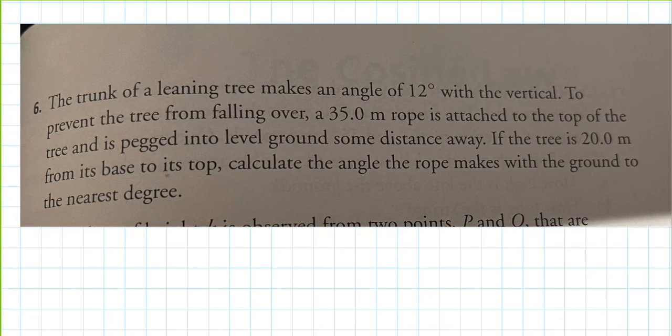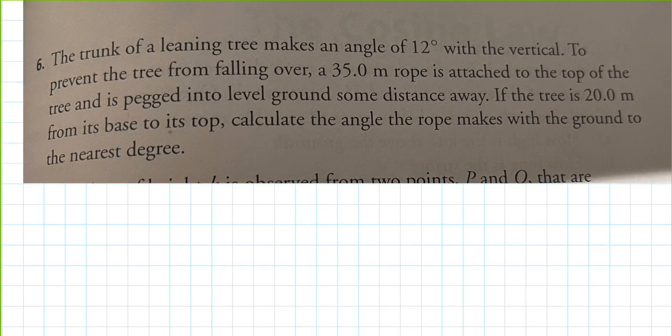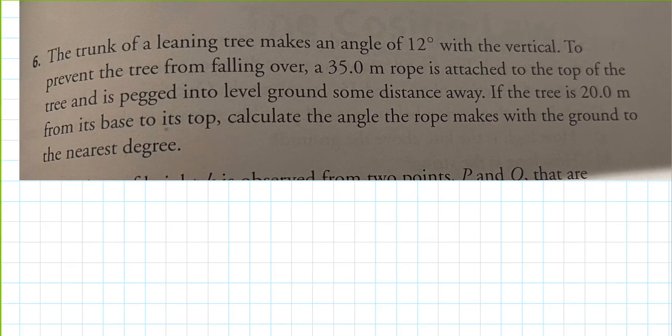So the trunk of a leaning tree makes an angle of 12 degrees with the vertical. Oh, okay, that's interesting. To prevent the tree from falling over, a 35-meter rope is attached to the top of the tree and is pegged into level ground some distance away. If the tree is 20 meters from its base to its top, calculate the angle the rope makes with the ground to the nearest degree.